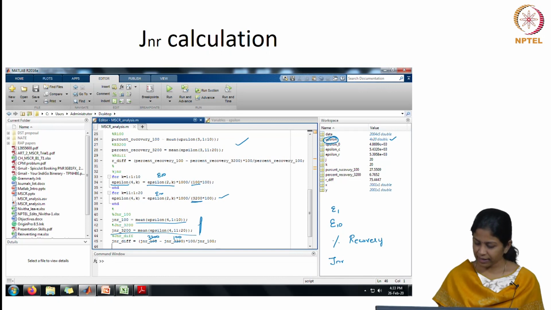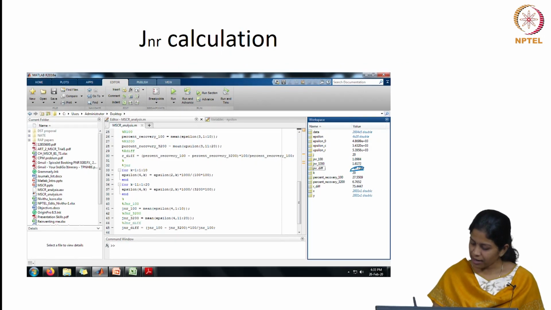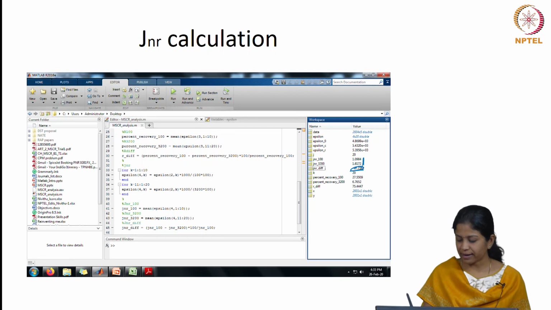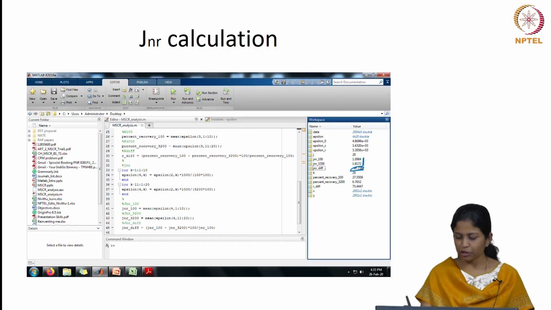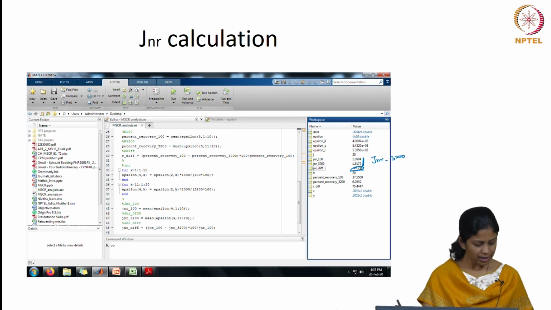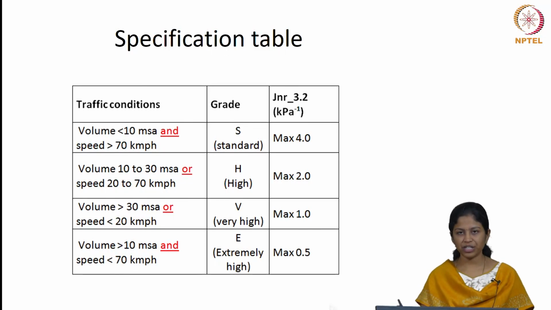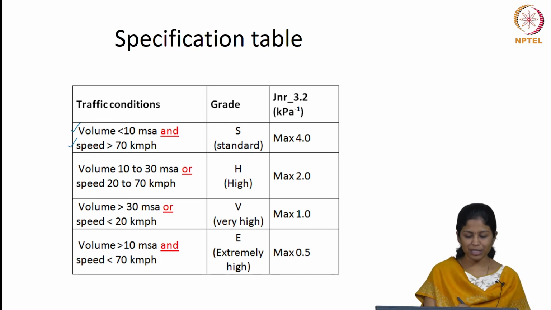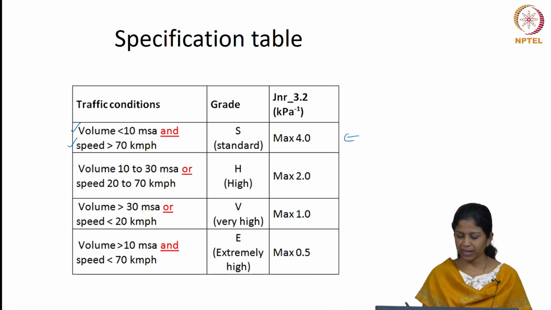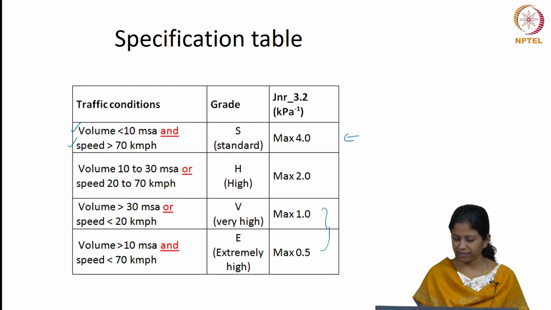Now, let us see what values we have got. Ignore the JNR difference; we can consider JNR at 100 and JNR at 3200. Based on the JNR value at 3200, the grades of binders are specified. We have seen this specification table in our previous lectures. For different traffic volume and speed conditions, the grades are specified using the JNR value. Here, for standard or high cases, the JNR value should be a maximum of 4 or a maximum of 2, whereas for these two cases it is a maximum of 0.5 and a maximum of 1.